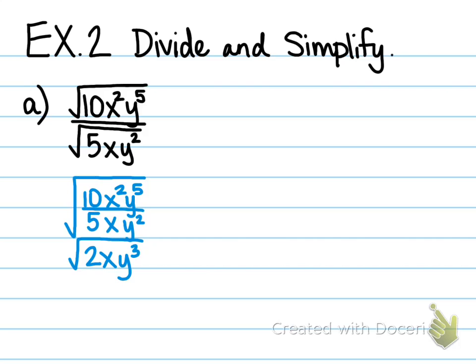Okay, so I know that 10 divided by 5 is 2. X squared over x simplifies to just x because 2 minus 1 is x to the first. Y to the 5th over y squared reduces to y cubed. Now I can take the square root. I can't take the square root of 2. Does 2 go into the 1 exponent for the x? 2 doesn't go into 1, so my x is going to stay inside also. Then 2 into 3 goes 1 time evenly with 1 remainder. So this just simplifies to y times the square root of 2xy.